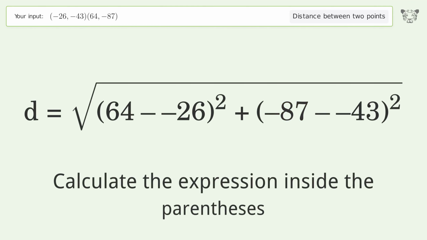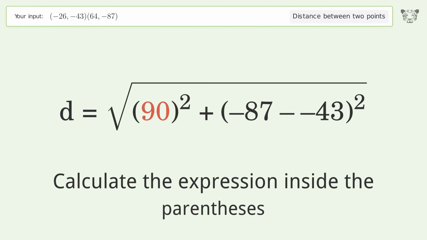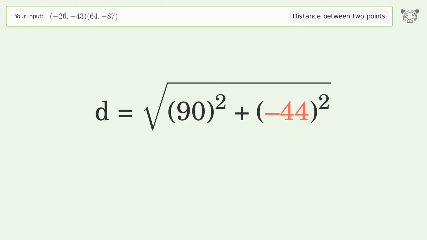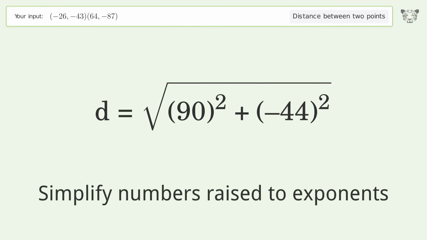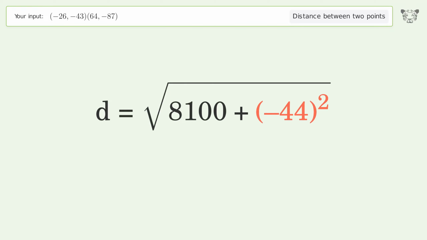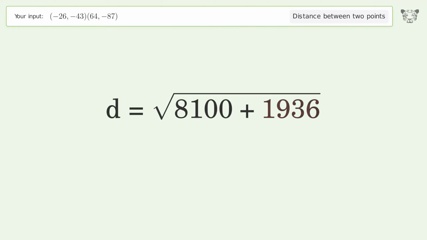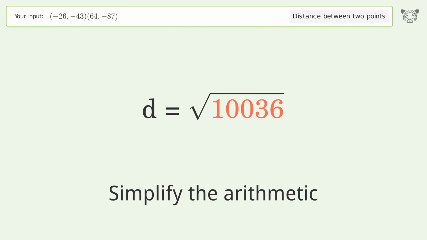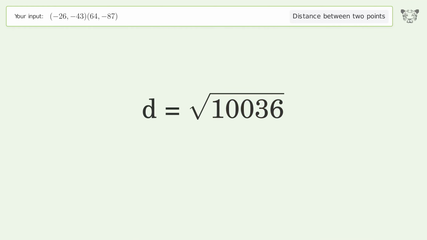Calculate the expression inside the parentheses. Simplify numbers raised to exponents. Simplify the arithmetic. And so the distance between the 2 points is the square root of 10,036, or 100.18.